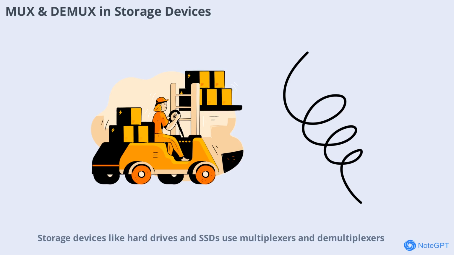Storage devices like hard drives and SSDs use multiplexers and demultiplexers to manage data flow between the storage medium and the computer. This allows for faster data access and more efficient use of storage resources, contributing to the high performance of modern computers.